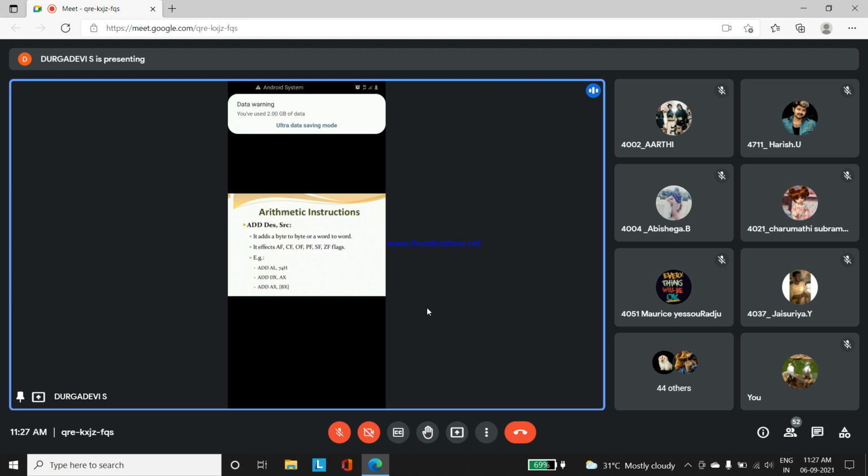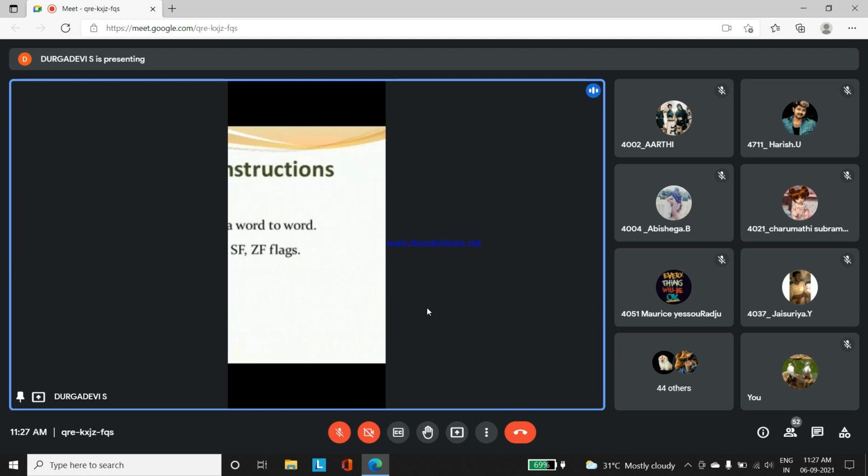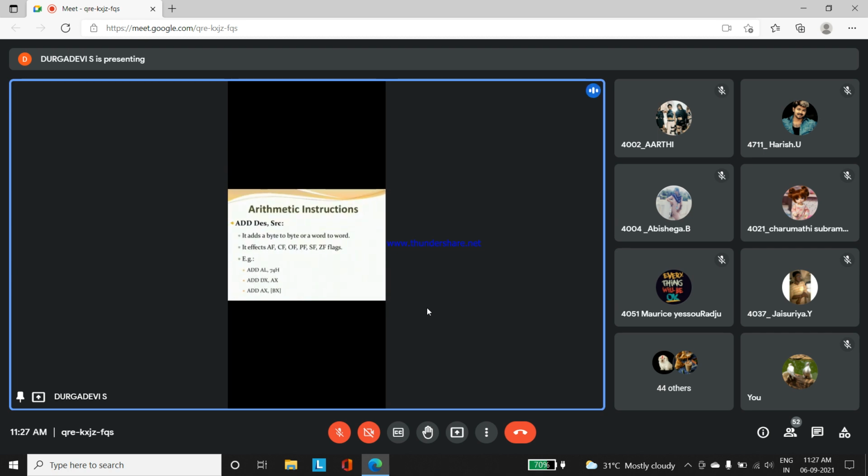So why am I using the term "it affects the flag"? Where is the flag register located? The flag register is located below the ALU unit. After the execution of any instruction, depending on the result, that particular bit will be set or reset. Set means it will be 1. Reset means it will be 0.